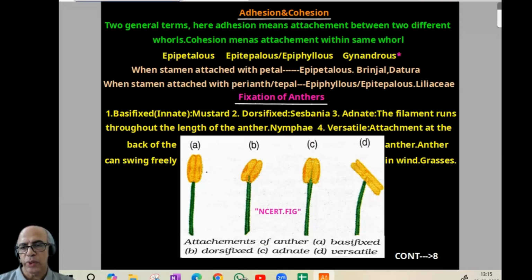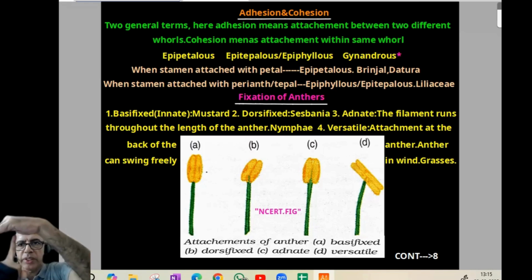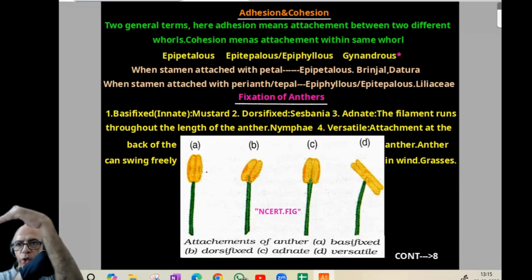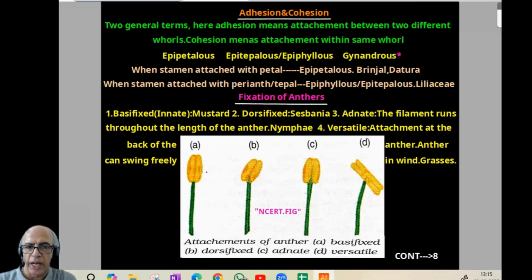And the fourth, most important from the exam point of view, is called versatile. Versatile means the anther lobes are attached this way, with the filament this way. This is the anther lobe, this one is the filament, and it is attached at this point. The anther lobes can swing in this manner when wind blows. As a result, pollen grains can be easily distributed, as in the case of grasses. So four types, I think clear: basifixed, dorsifixed, adnate, and versatile. I think the idea is clear. We can proceed to the next term.